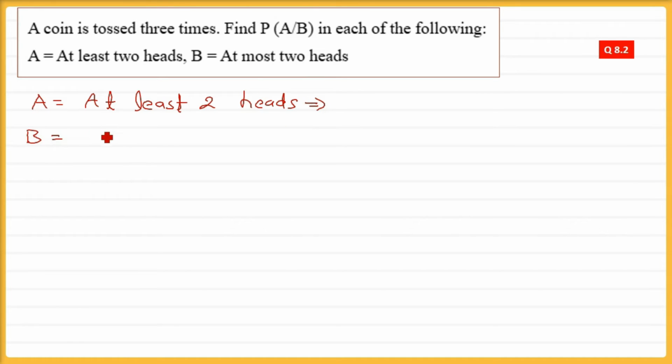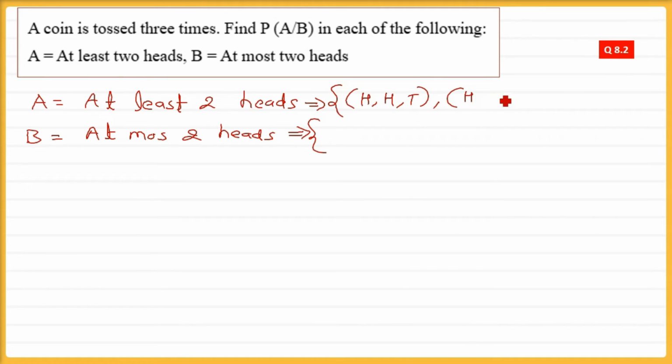The B is at most 2 heads. That means not more than 2 heads can appear. So at least 2 heads means you need to have 2 heads. It can come in any order. The coin is tossed 3 times. So the first and second come as head. The first and last can come as head. The second and third can come as head, and all of them can be head, because it is saying at least 2 heads should come. It is not saying that all the heads cannot come. So HHH is all the heads have come.